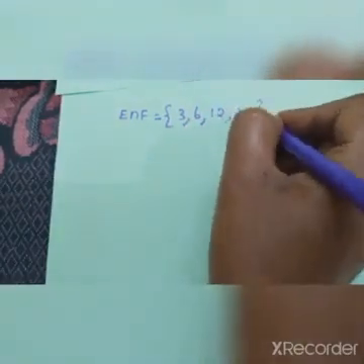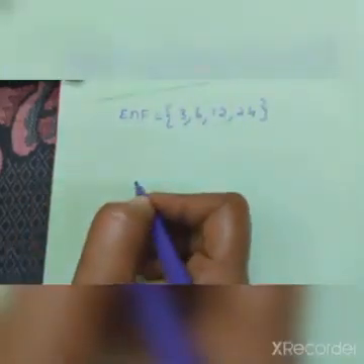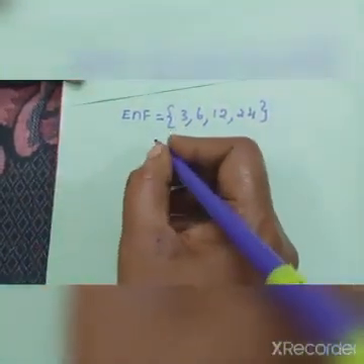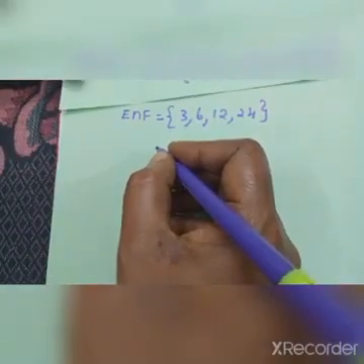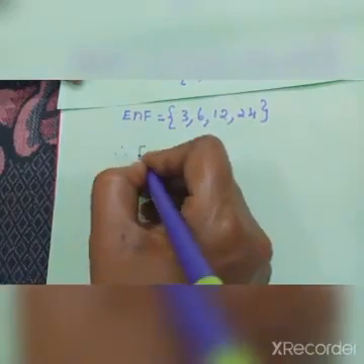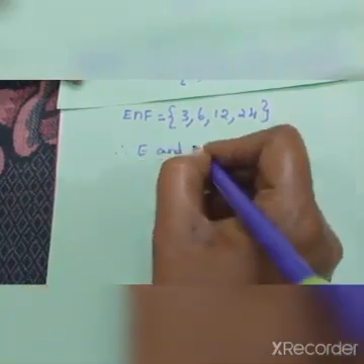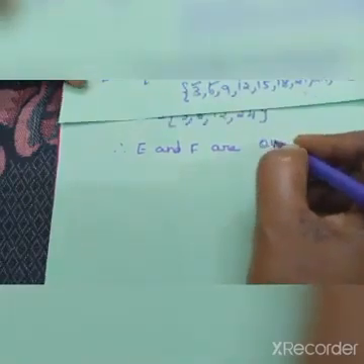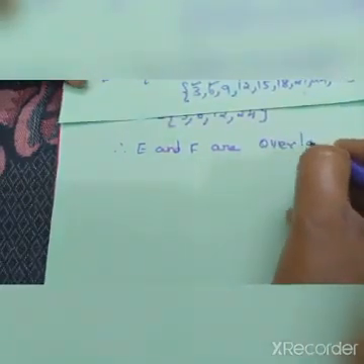Okay. So what type of set is this one? Is there any common elements? We know that that is a joint set. Therefore, E and F are overlapping sets.